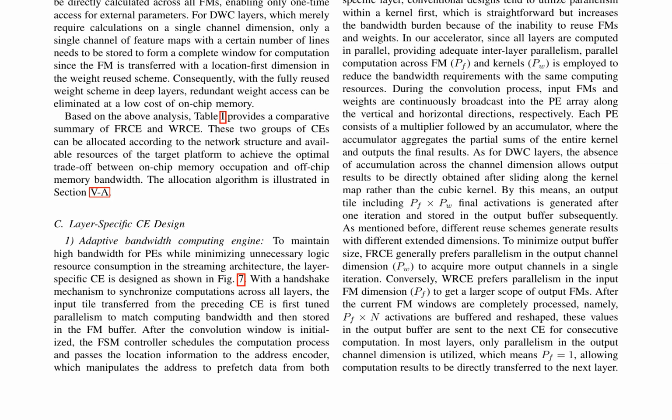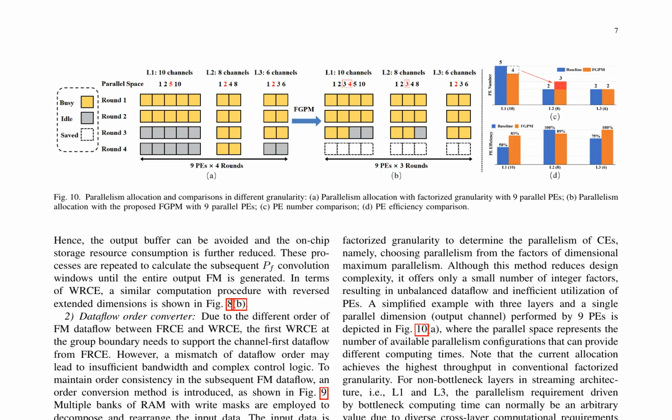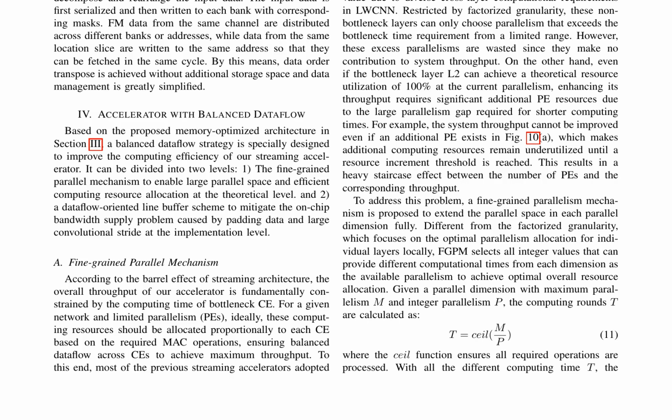for high-performance streaming architectures. The proposed memory-optimized streaming architecture for LWCNNs aims to enhance computing efficiency by addressing the limitations of current streaming accelerators. The architecture is based on a novel fine-grained parallel mechanism and a data flow-oriented line buffer scheme. The fine-grained parallel mechanism extends the parallel space in each parallel dimension to achieve optimal overall resource allocation. This approach allows for more available parallelism, reducing overall allocation and alleviating the staircase effect in bottleneck layers. Consequently, it promotes the overall throughput with the same hardware resources.